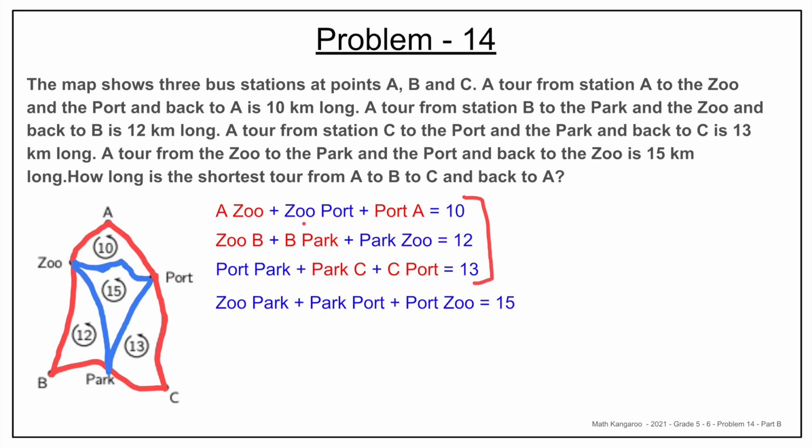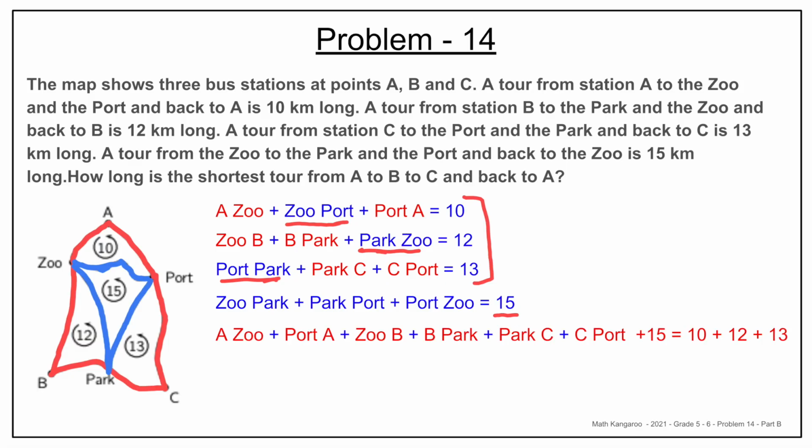That is 15. Now we add these three together. So what we see is that there is zoo to port, park to zoo, and port to park. If we sum them together, that is 15. So when we add together these three lines, we can replace them with 15. It will be replaced like this. So we have A to zoo, port to A, zoo to B, B to park, park to C, C to port, and the remaining is replaced with 15. We have to sum the other side of the equation as well.